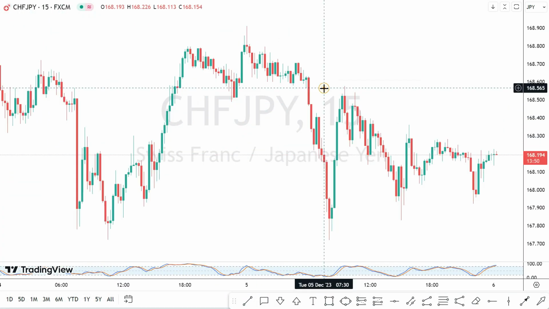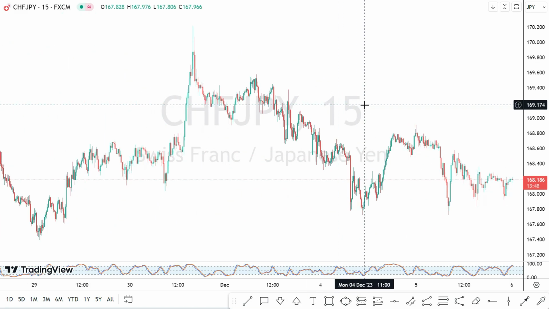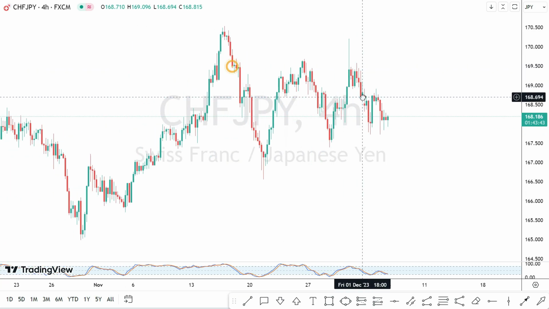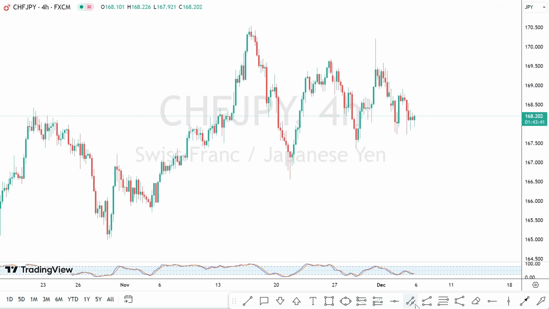Now that we understand what symmetrical triangles are and how to trade them in theory, allow me to show you how it's done in practice. As mentioned earlier, the price can go in either direction after forming a symmetrical triangle. The video I'm about to show you is how you can decipher which direction has the higher probability of price going.